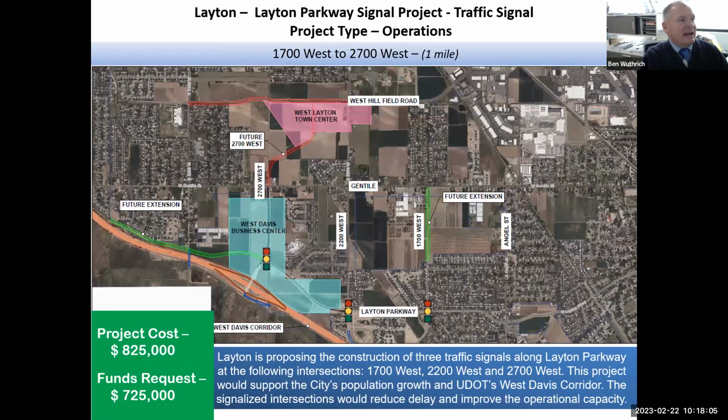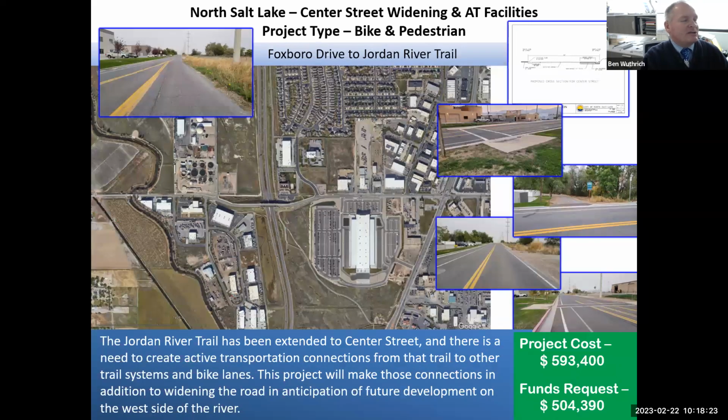Next project is in Layton. It's the Layton Parkway Signal Project. This is for traffic signals along Layton Parkway. Estimated project cost is 825,000. The funds being requested is 725,000. The next project is in North Salt Lake.